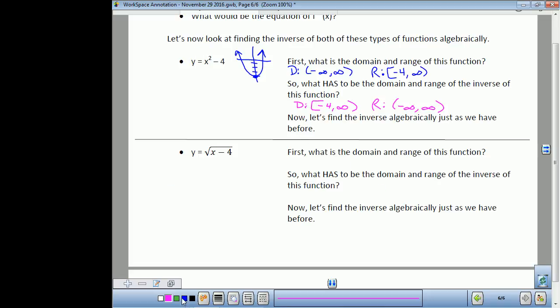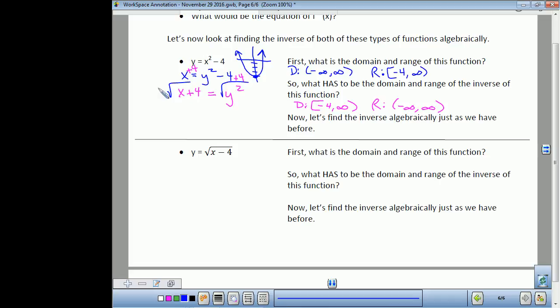And now let's find it algebraically. So we switch the x and y and solve for y. So you talk me through it. What would Zach say we do first? Zach would say do x plus 4. We would do the +4. Very good. Good job, Zach. Okay, and then we would take the square root of both sides.